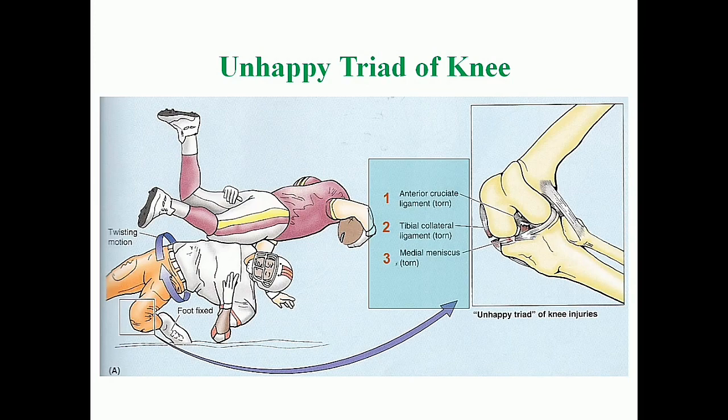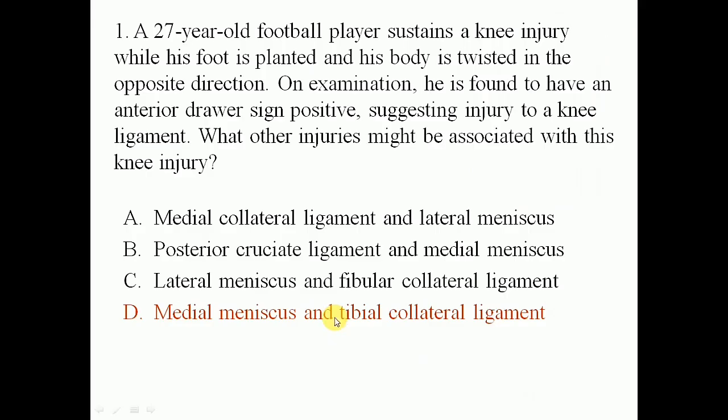So these are the three structures which are commonly injured, known as unhappy triad of knee. So along with the anterior cruciate ligament, there is injury to medial meniscus and tibial collateral ligament.